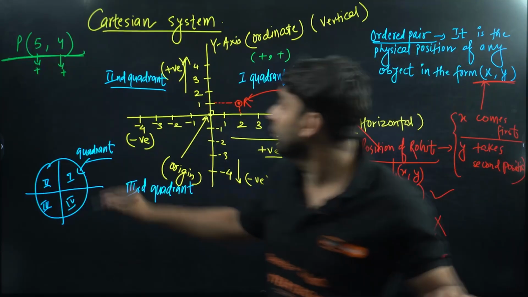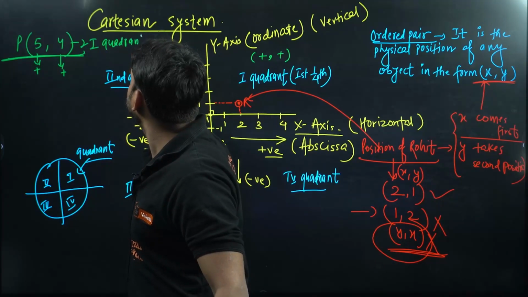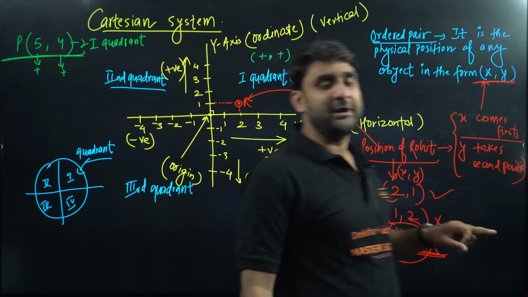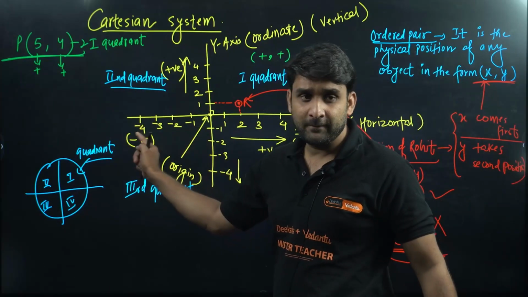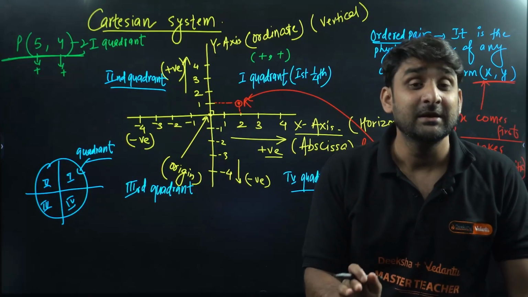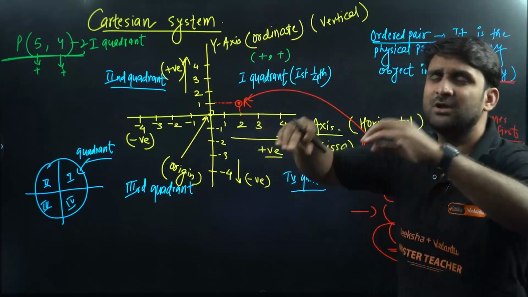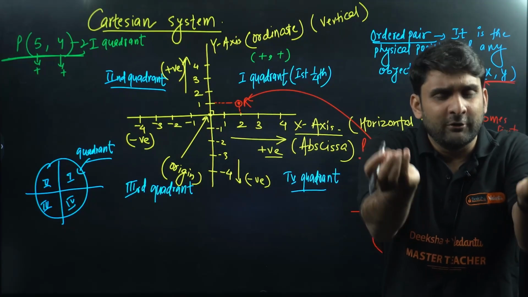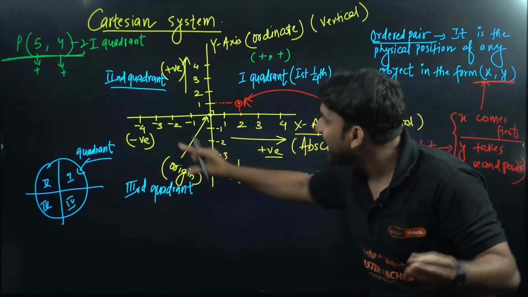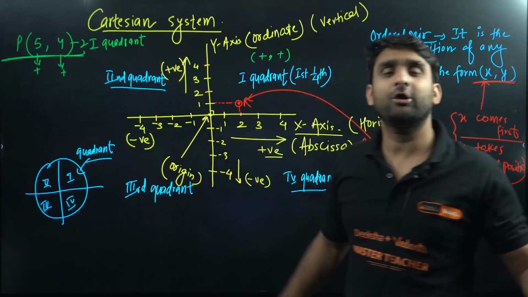I hope this is clear to you. So P(5, 4) will lie in the first quadrant. Similarly, my dear champion, if I ask you about the second quadrant, the second quadrant is made up of the negative x-axis. Whenever we are talking about the second quadrant, please ignore the other three quadrants: first, fourth and third. Just for a few seconds, please imagine the first, fourth and third quadrants are not here, and consider only the second quadrant.